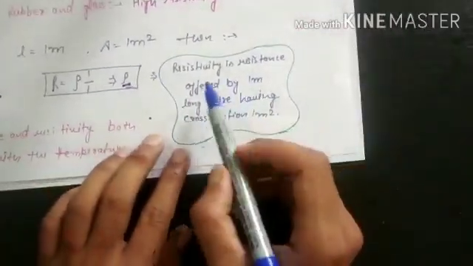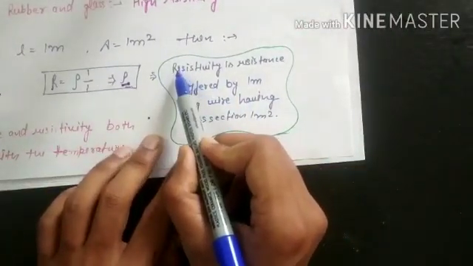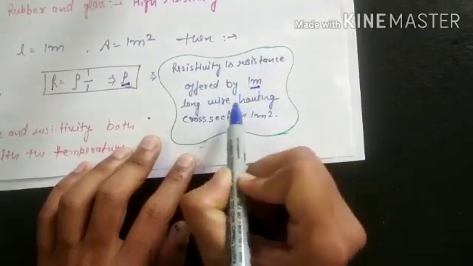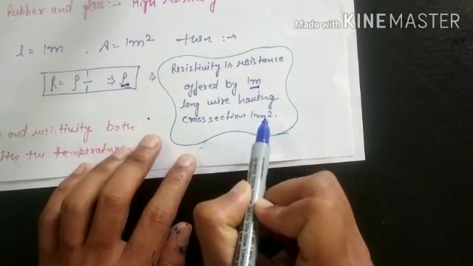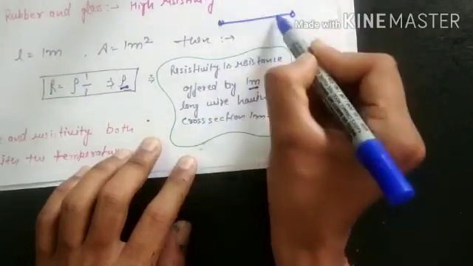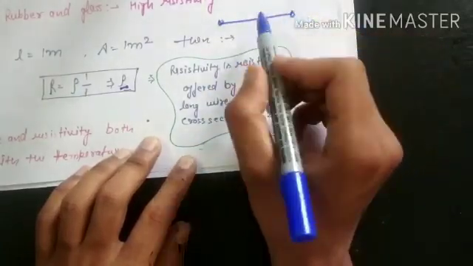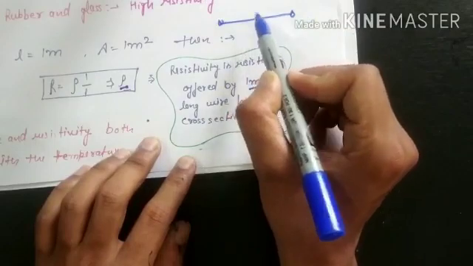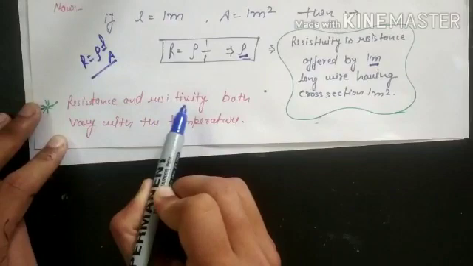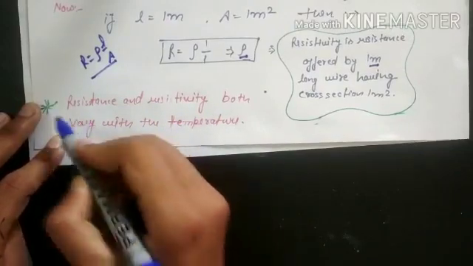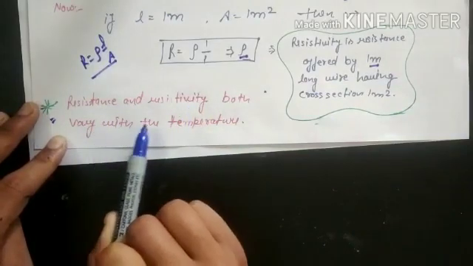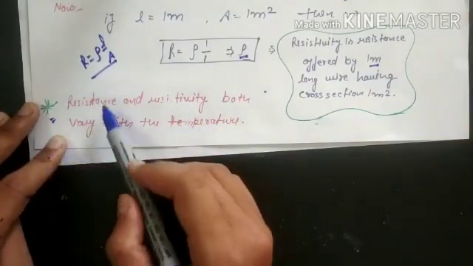So here we have another definition for resistivity: resistivity is the resistance offered by a 1 meter long wire having cross-sectional area 1 meter square. If we have a conductor wire of unity length and unity cross-sectional area, then its resistance is called resistivity. One more thing: resistance and resistivity both vary with the temperature. It is a very important thing and should be noted. If you change the temperature, both will vary.